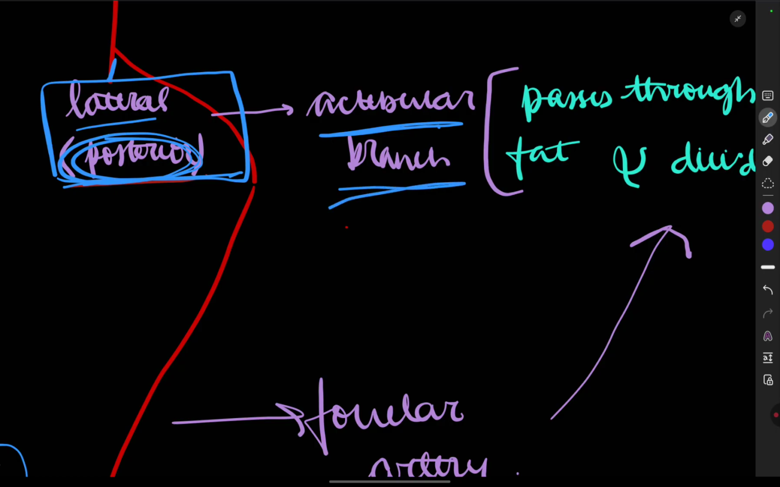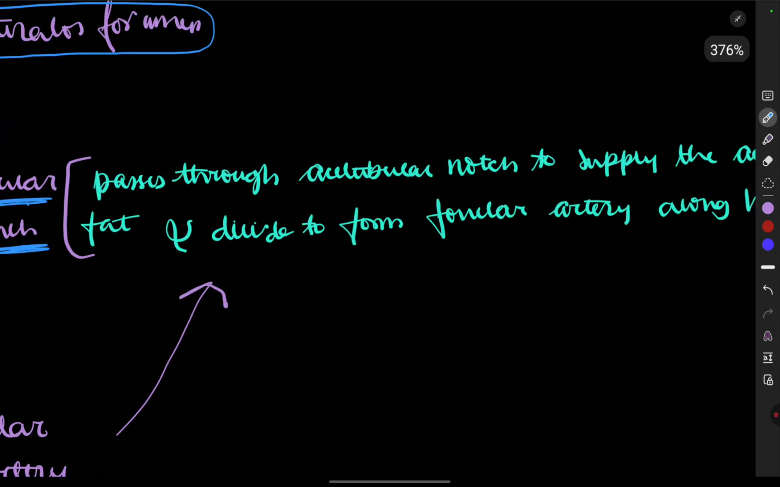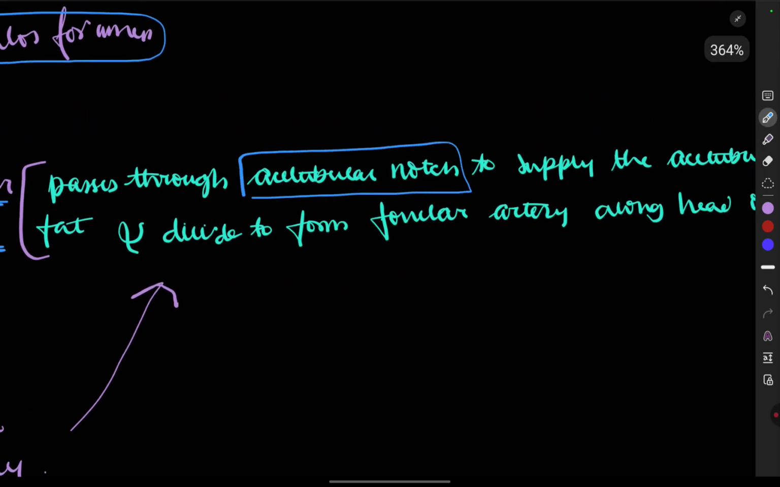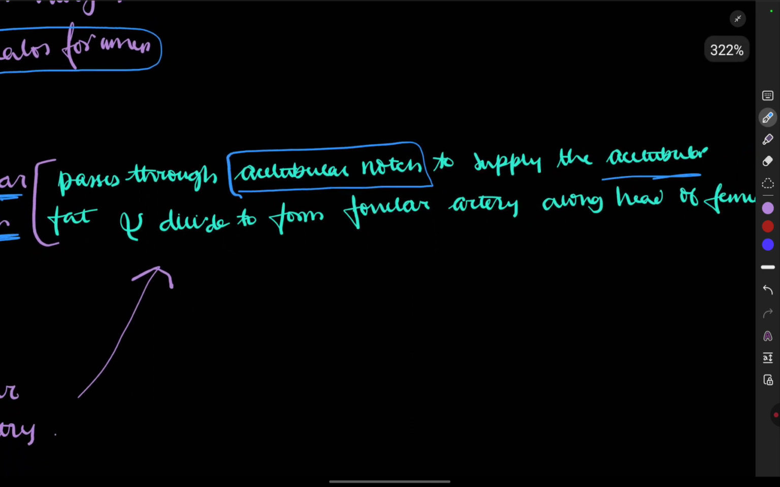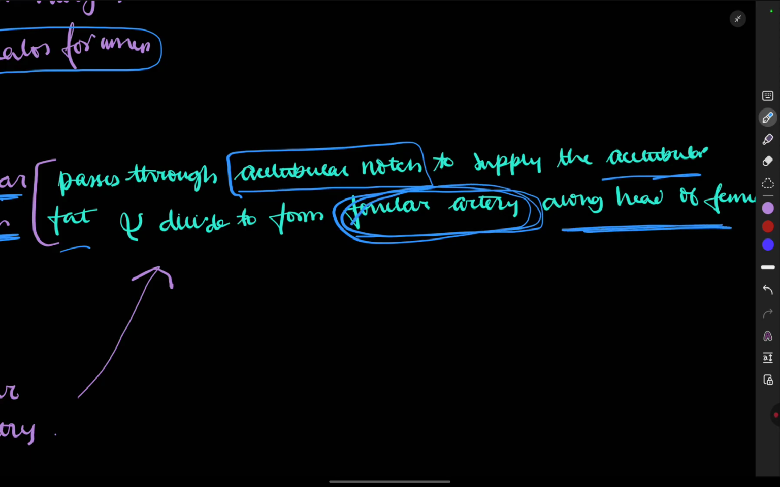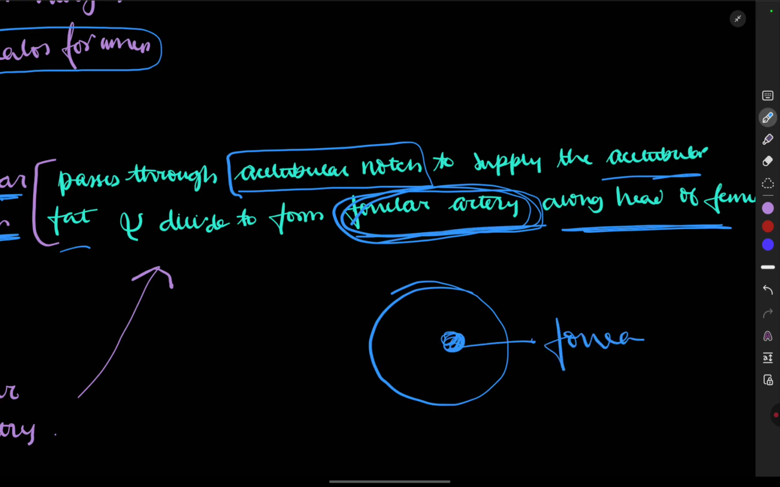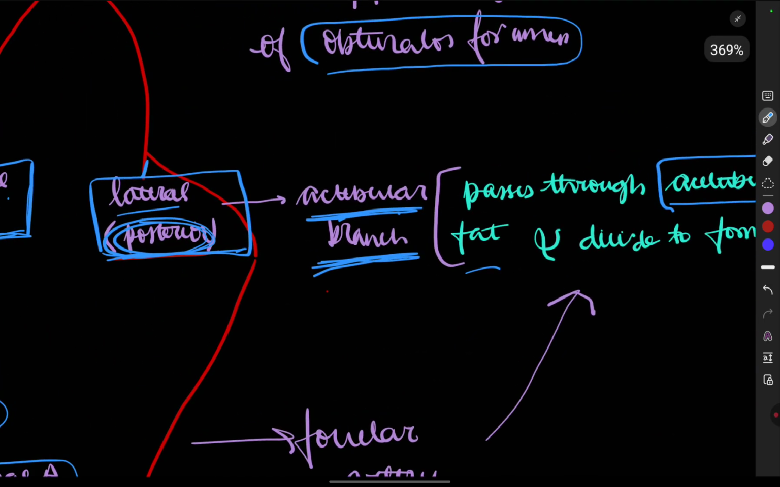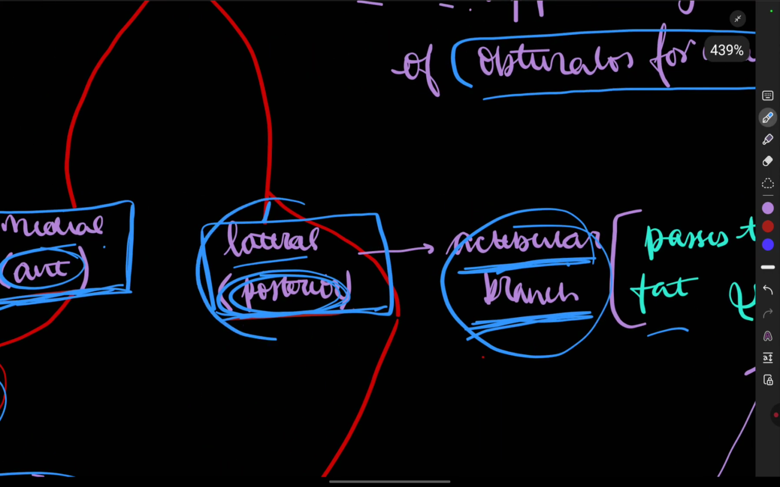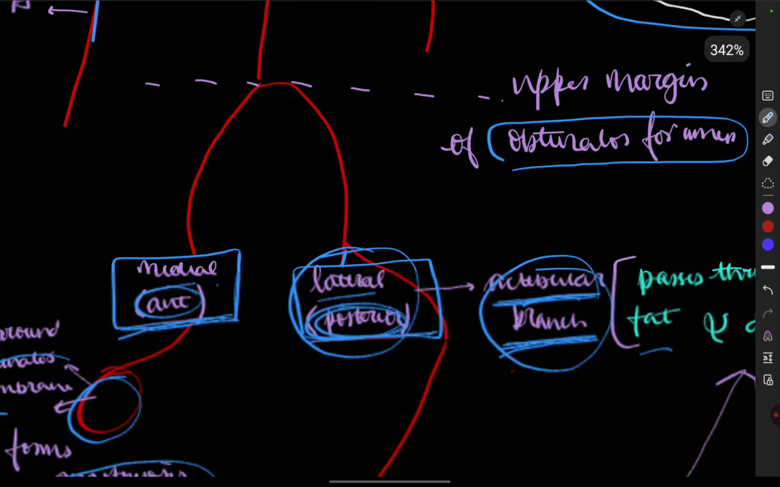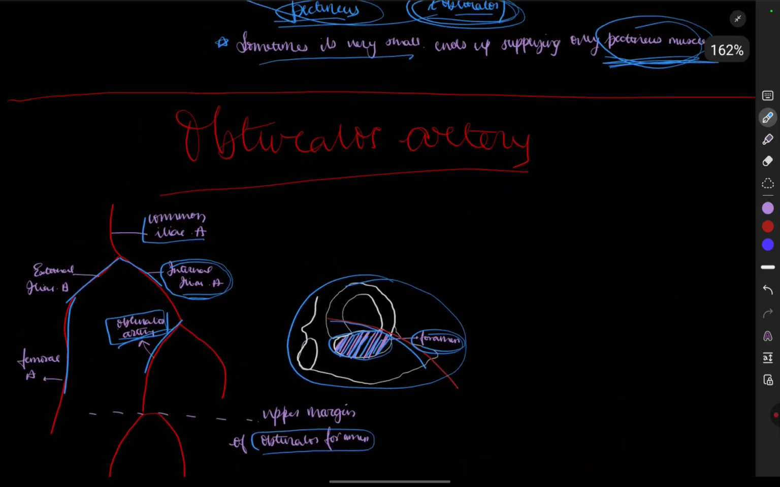The lateral branch gives off the acetabular branch. It passes through the acetabular notch on the bone to supply the acetabular fat and divides to form the foveal artery along the head of the femur. If this is the head of the femur, there is a small pit here, called the fovea. This is the foveal artery that supplies the head of the femur. Which branch? The acetabular branch of the lateral branch of the obturator artery. These are the branches of the obturator artery.